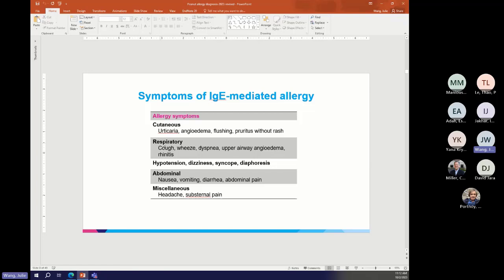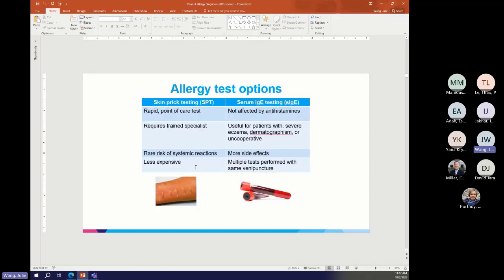For kids, the skin and breathing are most common, then cardiovascular as well as GI. For adults, cardiovascular symptoms may show up a bit more often than in kids. So in terms of allergy testing, we have 2 main options that we think about in the clinic setting. That's skin prick testing and serum IgE testing. There are pros and cons to each one.